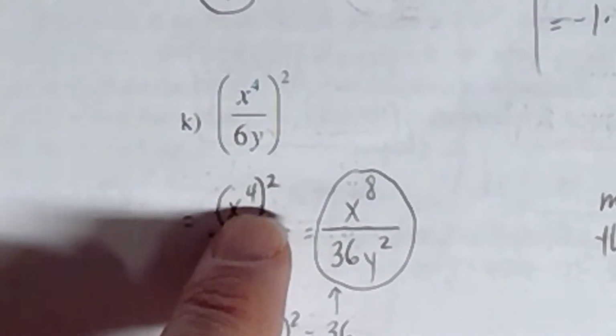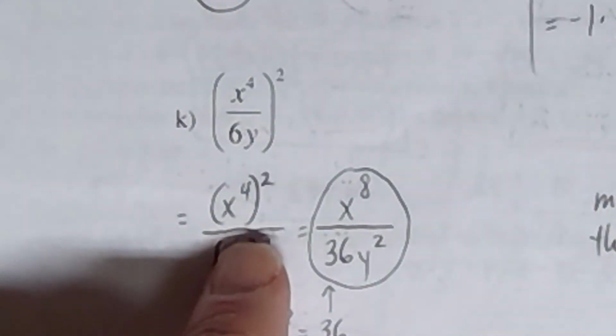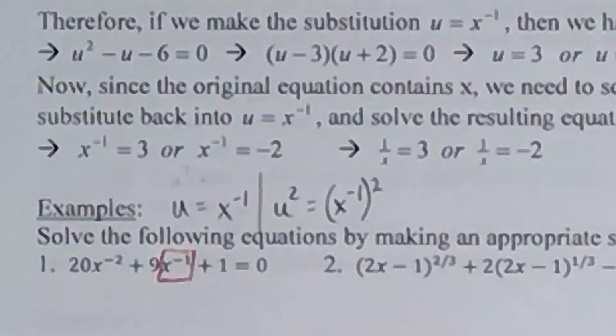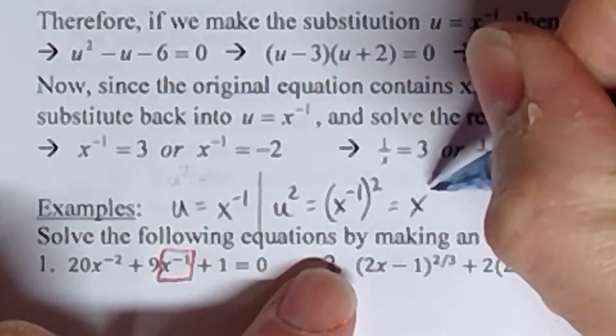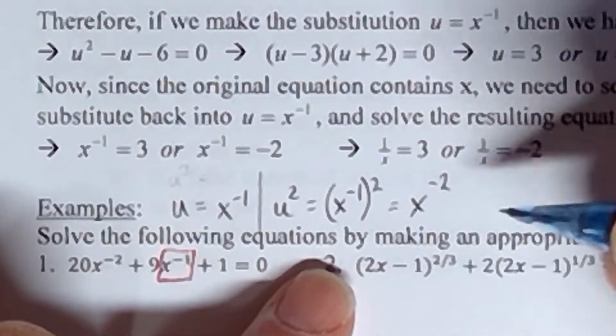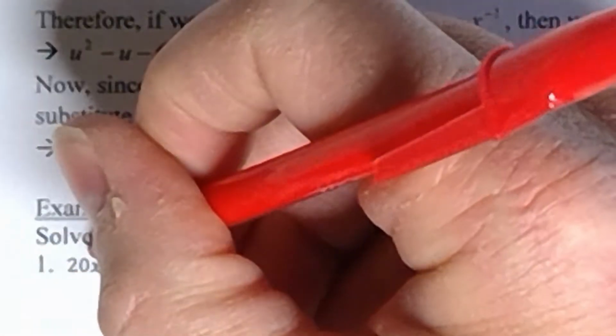See how I have 4 and 2 there, and it becomes 8 because you're supposed to multiply in that case when it looks like that. In the same way, this would be negative 1 times 2, so the x stays the same, but the exponent becomes negative 2. Hey, wait a minute, that is over here, isn't it?